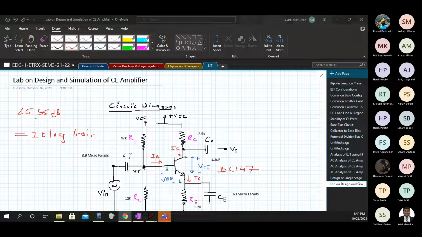Or simply you can put 46.56 minus 20 log of x and then press shift solve. You should get the value of x. You don't even have to take anti-log. The calculator will do the job for you. So what is the value of gain?